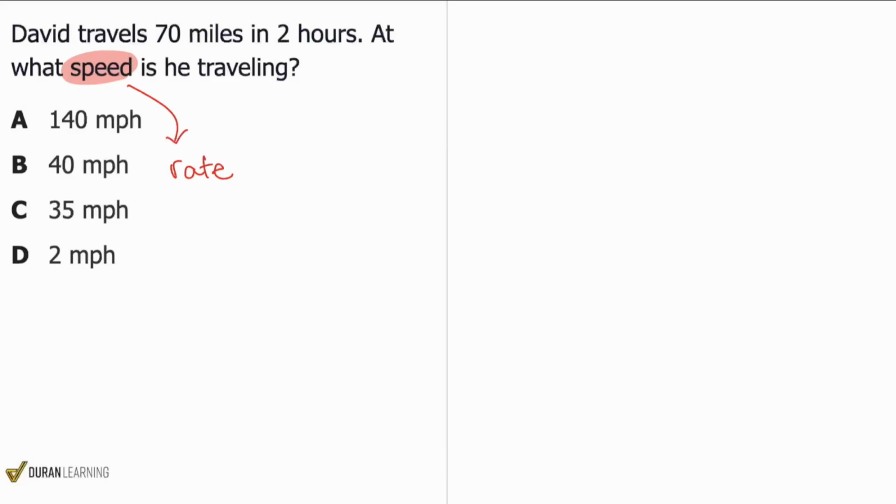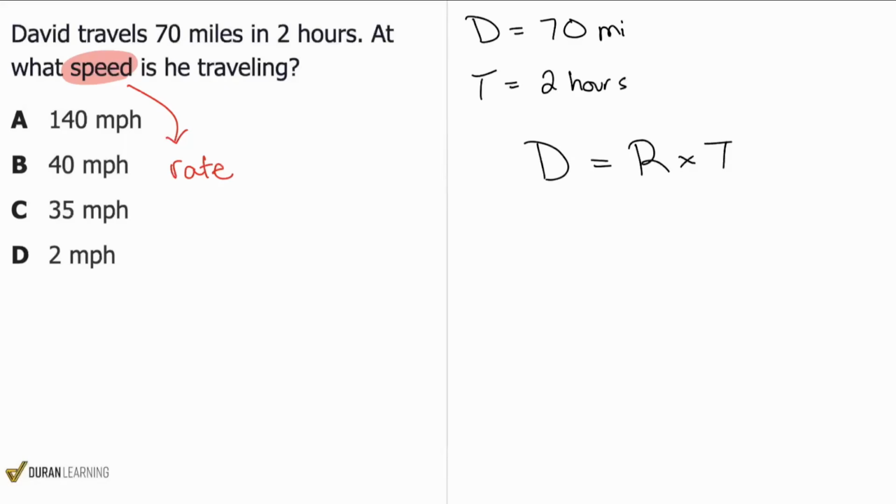So that might give you pause when you say, hey, they gave me 70, which is distance. They gave me time, which is 2 hours. And when you plug everything in, you notice that you're not multiplying, you're working backwards. Because if I plug everything in, the 70 does not go here. The 70 goes here. And we are looking for the rate, and we are multiplying by time, which is 2 hours.